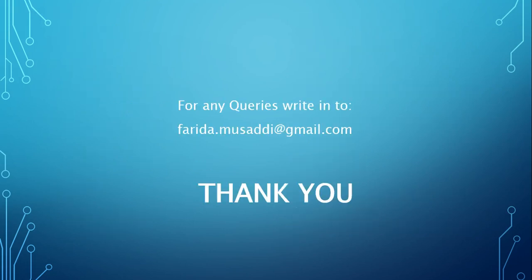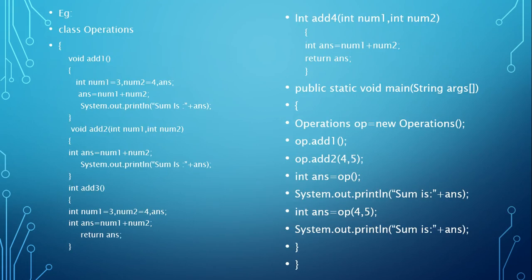In each of these functions I am preparing the addition operation, but the functions differ according to the different function categories. So my first function add1 is a function which is not accepting any parameters, nor is it returning a value. So the syntax is void followed by the function name add1 and empty brackets. Within the function I am creating variables num1, num2, giving them my own values. Answer will be equal to num1 plus num2, and I am displaying the sum to the user.